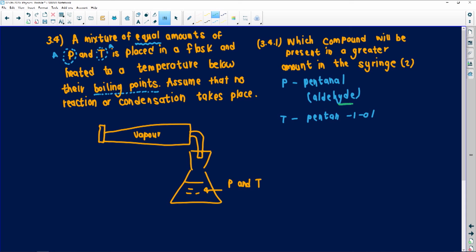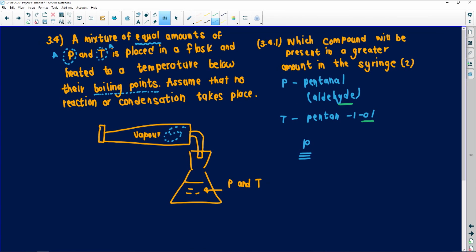aldehydes have weaker intermolecular forces than alcohols, right? Because I know this is hydrogen bonds. So the one where we will have the vapor, what will be in the syringe will be P, which is your aldehyde. This will be my answer. Remember, alcohols have stronger intermolecular forces, which require more energy to break the intermolecular bonds than an aldehyde will have. Aldehydes will form dipole-dipole and London dispersion forces. So P will have its intermolecular forces broken much more easily than that of the alcohol.